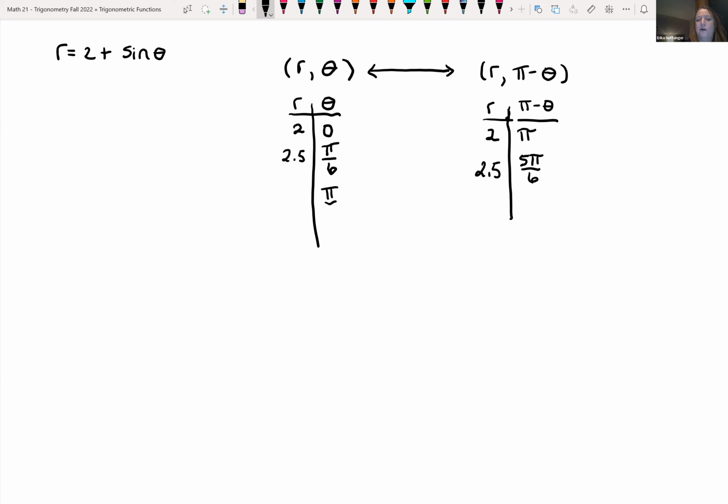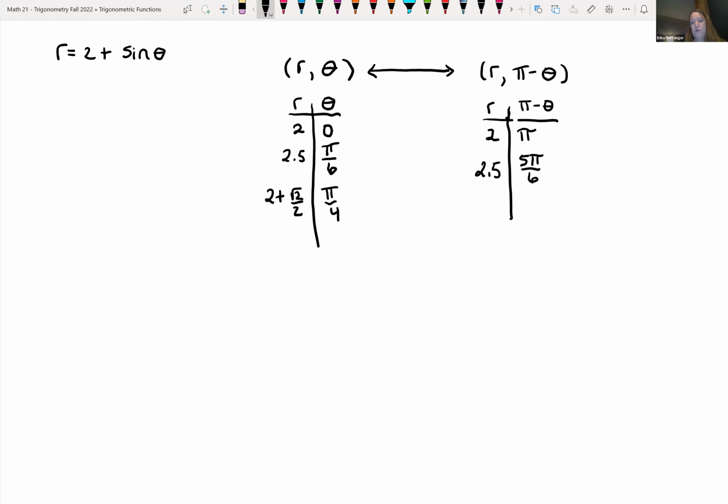Let's plug in pi fourths. If we plug in pi fourths, sine of pi fourths is root 2 over 2, plus 2. And so that gives me 2 plus root 2 over 2. So let's plug that into a calculator and figure out approximately what that is, so it will help us graph it better. Root 2 over 2 is approximately 0.7, and so we would have the point here, 2.7 approximately. And so pi minus pi fourths would give us 3 pi fourths.